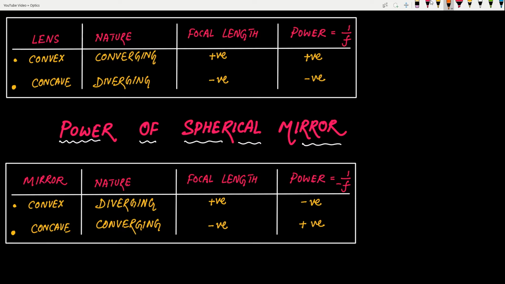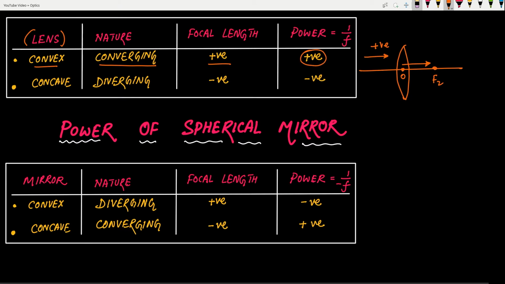The first column tells us about the lens. The first lens is the convex lens. We know the nature of convex lens is converging. Focal length is always taken as positive because if this is our convex lens, then f2 is in this direction and our incident ray is in this direction. So this direction is taken as positive, and if this is our optical center, then our focal length is measured in this direction, so focal length is taken as positive. Simple as that. And we know power is 1 by f, so we got power as positive. And I said earlier that positive power denotes what?